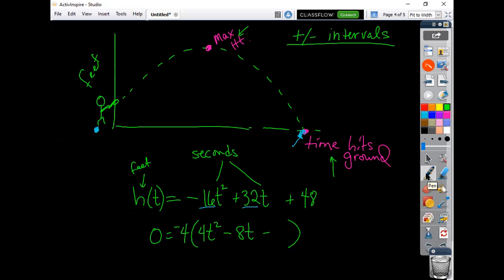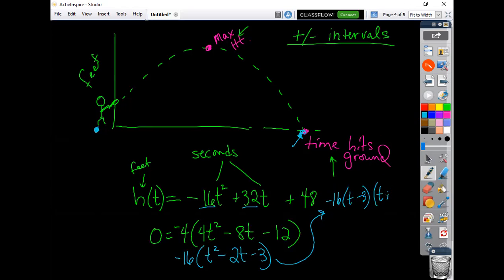So then you would have this 4 times 12. Well, shoot, I still have a 4 that's a factor in there. I should have probably taken a 16 out to start with. Take another 4 out of all these. Well, that's kind of nice because now I can see the factors a lot easier. So you've got this negative 16. How about a t minus 3 and a t plus 1?